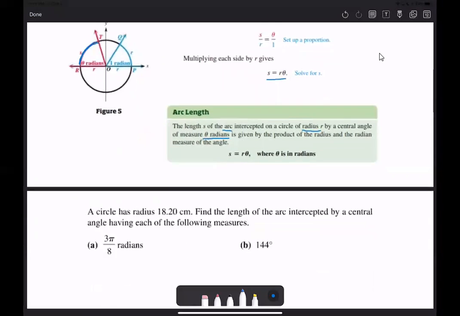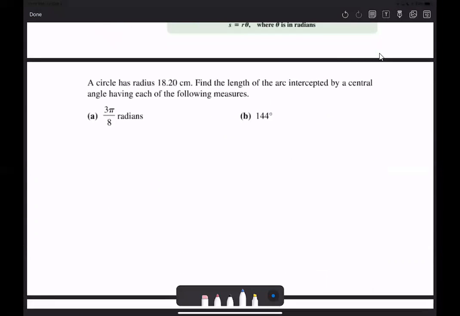missing. So for the first examples here, we have a circle that has a radius of 18.20 centimeters. We want to find the length of the arc, that's S, that is intercepted by a central angle that has the following measures. In the first example, the angle is 3 pi over 8 radians. To find our arc length, we're going to use our formula, which says that the arc is equal to the radius times the angle.